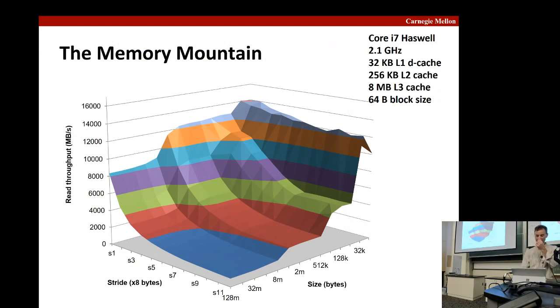So here's what you get for the features of the Haswell Core i7 processor. Again, it has the memory hierarchy characteristics that we've been discussing. And what you can see from here is that on this axis, we're varying the stride. So here's stride 1, that's the best case, and then it gets higher and higher.